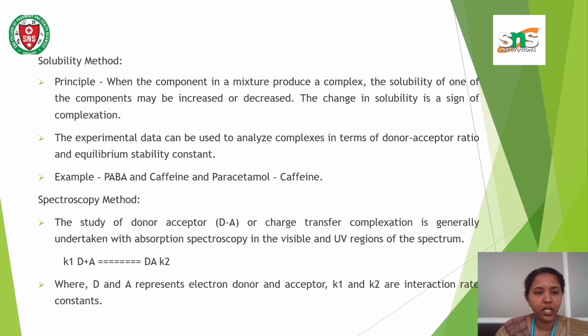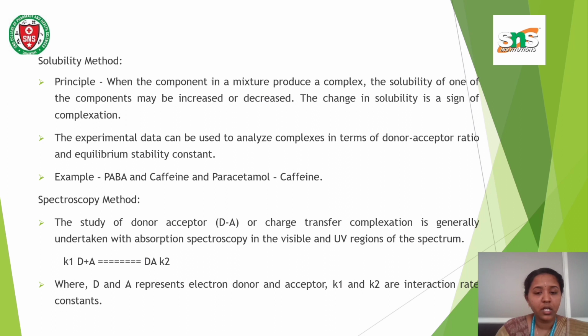Solubility method. When components in a mixture produce a complex, the solubility of one of the components may be increased or decreased. The change in solubility is a sign of complexation. The experimental data can be used to analyze complexes in terms of donor-acceptor ratio and equilibrium stability constant. Example: PABA and caffeine, paracetamol and caffeine.